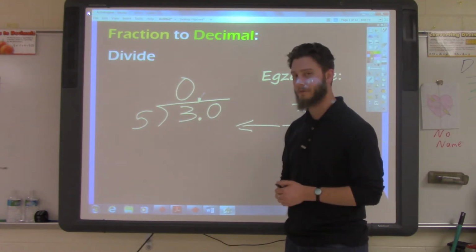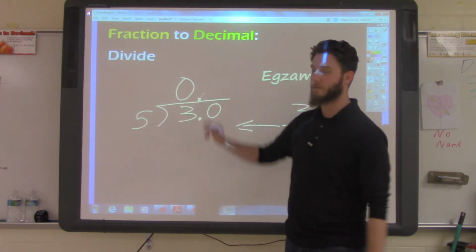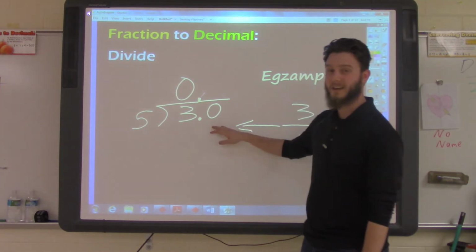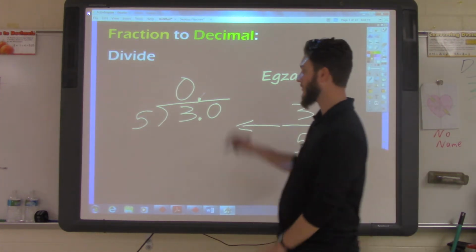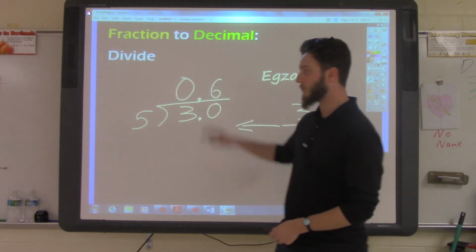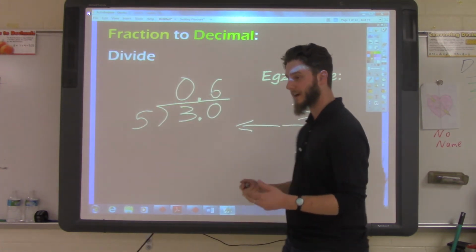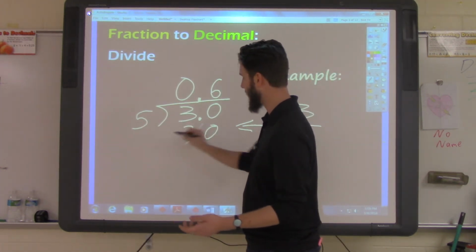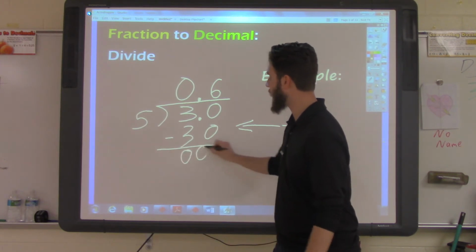We're going to put our decimal there, and then we can resume doing this problem as we would any other division problem. 5 goes into 3, we've already done. 5 goes into 30. It goes in 6 times. We'll put our 6 there, do 6 times 5, and that will give us our answer of 30. We'll put that right here. Subtract it, giving us no remainder.